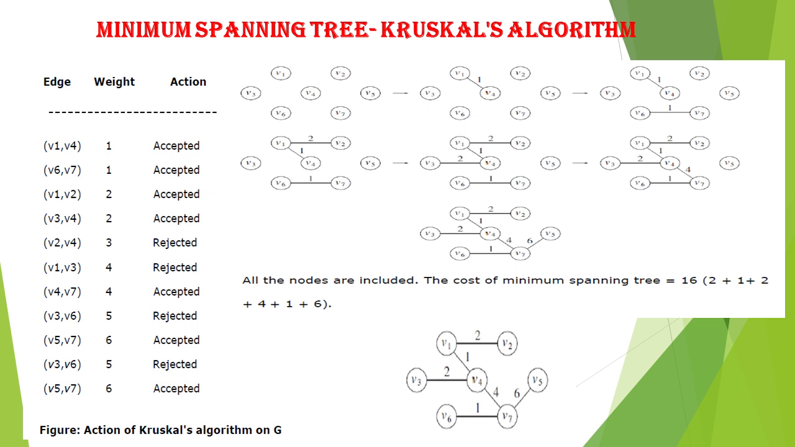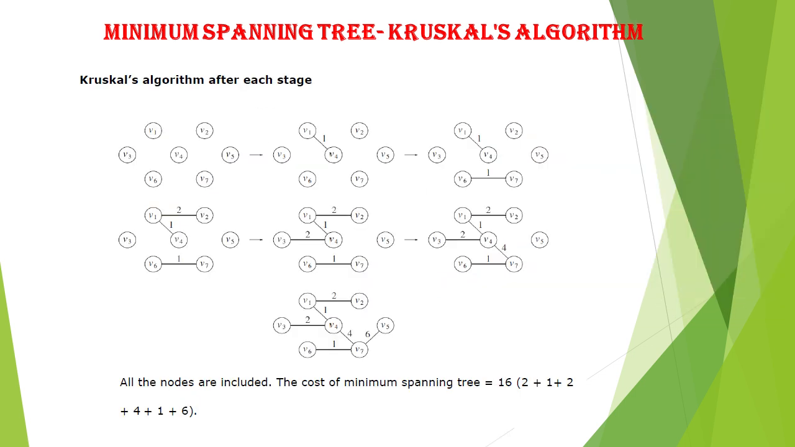As a result, a tree is constructed, which is a minimum spanning tree. That is, the tree contains all the vertices and no cycle is created here. The resultant graph is known as the minimum spanning tree with a total cost of 16. We add all the values of the edges to find the minimum cost. That is, the cost of the minimum spanning tree is 2 plus 1 plus 2 plus 4 plus 1 plus 6, which is equal to 16. So the cost of this minimum spanning tree is 16.